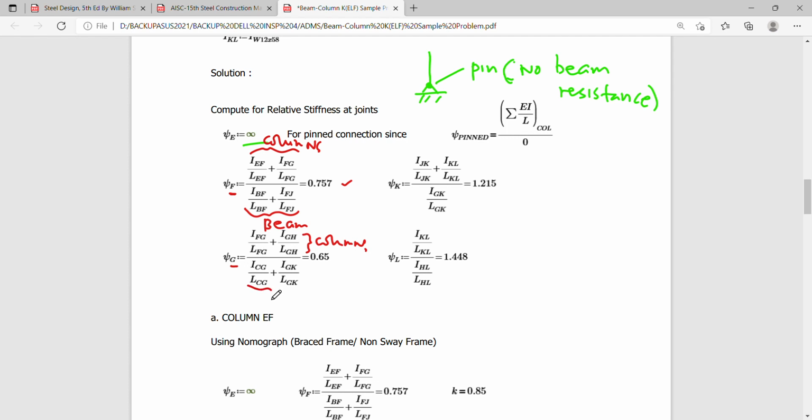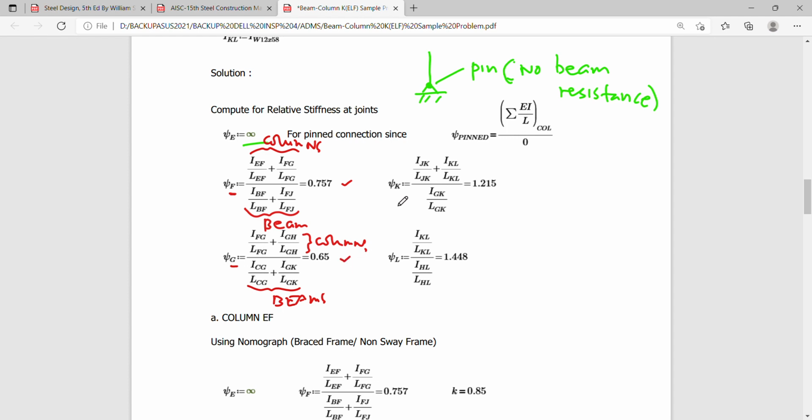And these are for the beams. And again, automatically using computational software, you will eventually obtain directly the value of psi G, which is 0.65.